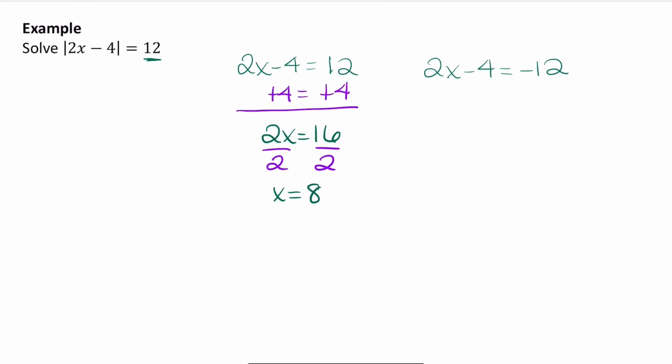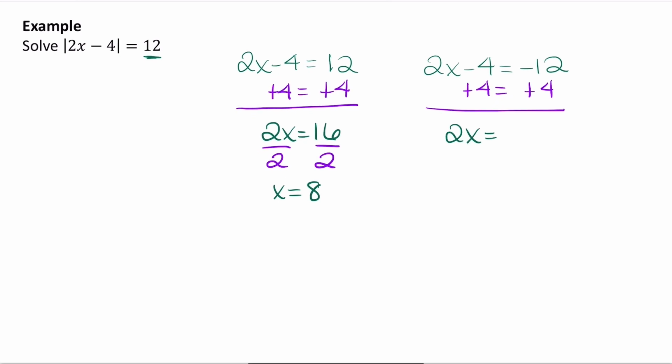Now let's go over here and use the same steps to solve this equation. I'm going to add 4 to both sides, and after I add 4, I end up with 2x equals negative 12 plus 4, which is negative 8. Now I'm going to divide both sides by 2, and when I divide both sides by 2, I get x equals negative 4.